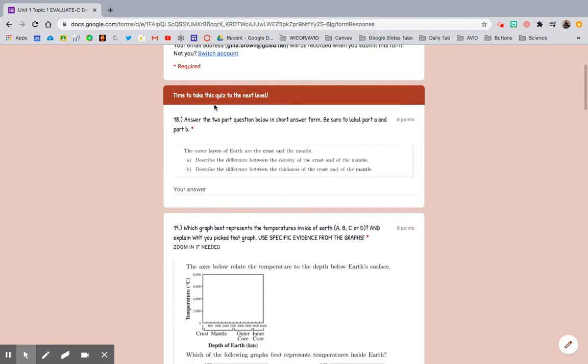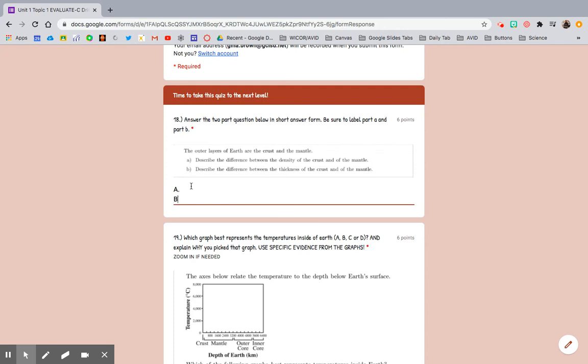Okay, number 18, time to take this quiz to the next level. So answer this two-part question below in short answer form and be sure to label your part A and part B. So you should have part A and then you should have a part B. So the outer layers of Earth are the crust and the mantle. So notice how, y'all, I'm giving you a hint to maybe some other questions before.